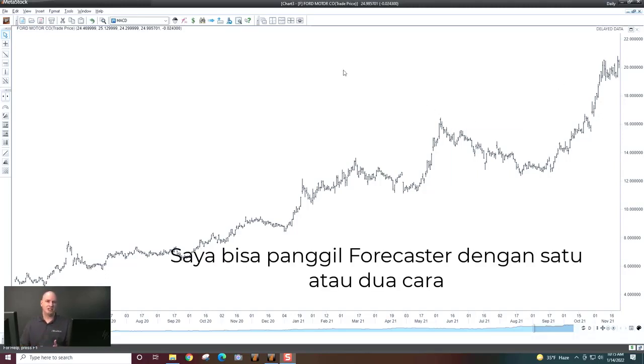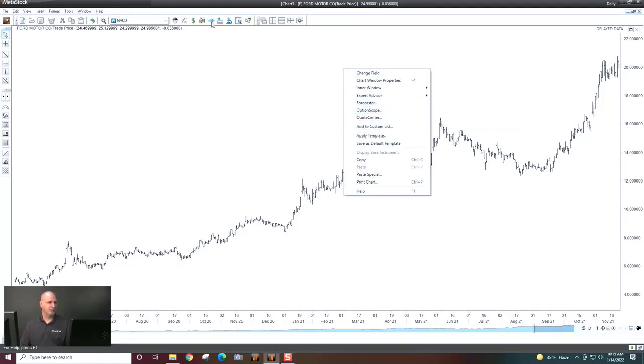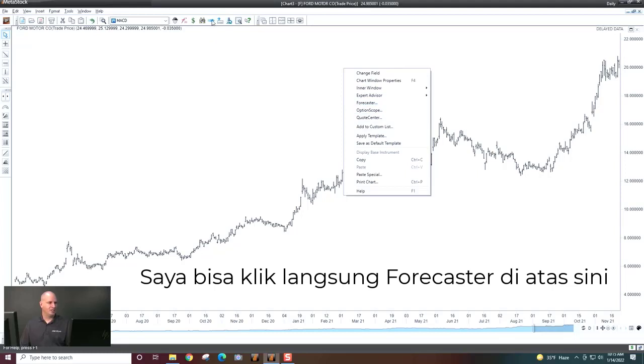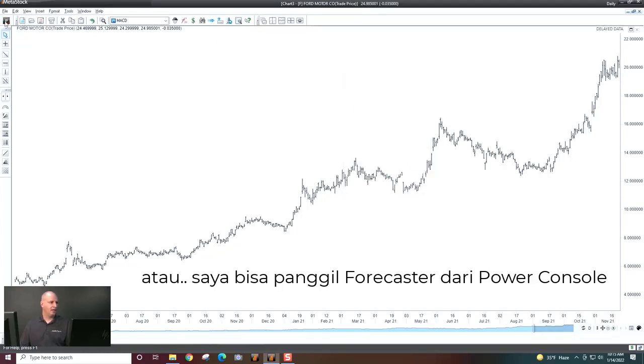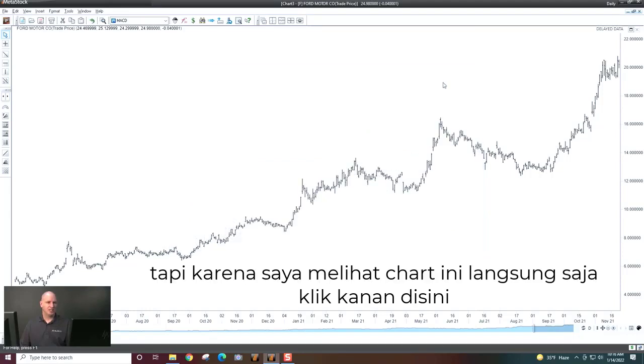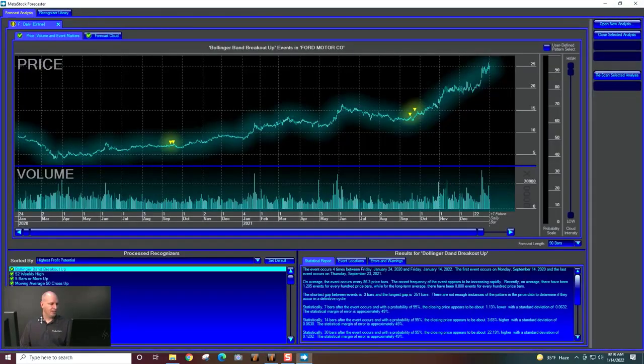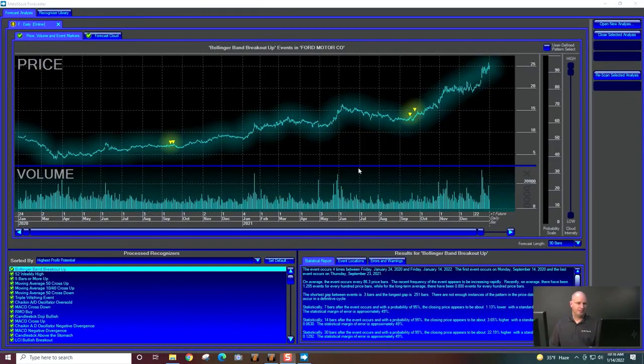Now I can get to the forecaster one of two ways. I can right click and go to forecaster, I can click on forecaster up here, or I can open forecaster from the Power Console. But since I'm looking at this particular chart, let's go ahead and right click on it and go to forecaster. Okay, and I'm just going to move my picture over here.